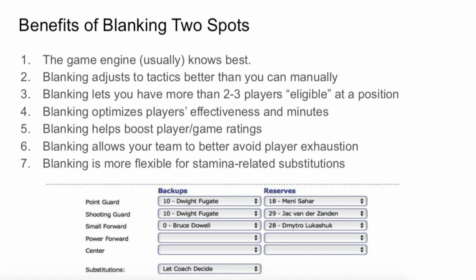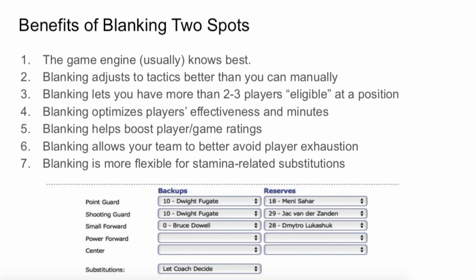defense that you're running. The second thing is that blanking actually adjusts to tactics better than you can manually. That ties in with the first point, that the game engine is going to know what's best. I know there are times in U21 where I've blanked a lineup and what I would have naturally set for starters isn't what happens, and I'm glad that the game engine set it differently than I would have, because it just goes to show that we are humans, and the game engine is a computer that maximizes what it thinks is best, and blanking makes most use of that.